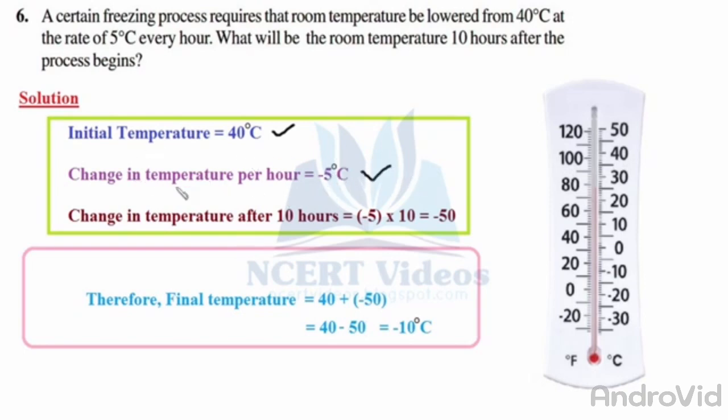Now change in temperature after 10 hours, because we are asked to find after 10 hours. So we simply multiply 10 with 5. That gives you 50, but in the negative direction, because minus 5. The temperature is decreasing, not increasing. If it would have increased, then we would have taken it positive. Therefore, final temperature will be 40 minus 50. When you open the bracket, plus minus is minus, and finally negative 50 is greater. Therefore, you subtract and put a negative sign.